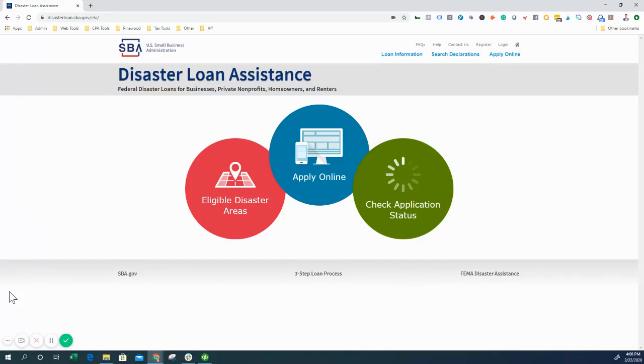I'm going to walk through the SBA Disaster Loan Assistance website, which is being updated consistently each and every day, and show you what is involved in the application process and help you determine if you're in an eligible area, which at this point is just about every single state.